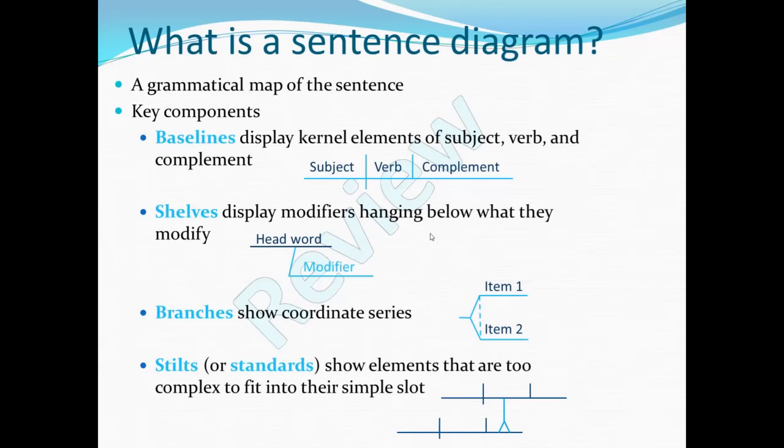It's a grammatical map of the sentence, and some of the key components are baselines and shelves for modifiers, branches to show coordinate series, stilts or standards to show elements that are too complex to fit into their simple slot. I should have mentioned for the baselines that these display the core, sometimes called kernel elements, of subject, verb, and complement for the clause that they host.